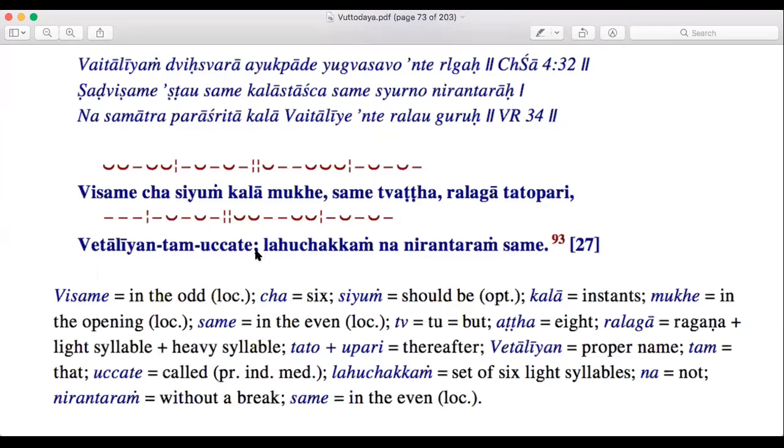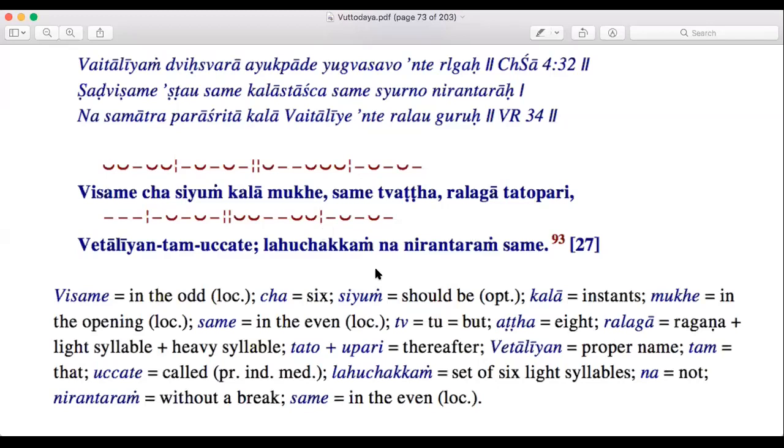Another rule is there. What is that? Lahu chakkam na nirantaram, same in even lines. Lahu chakkam, 6 light syllables, na, shouldn't be there. How? Nirantaram, without a break. Antara means break, ni means without, nirantaram, without a break. There shouldn't be 6 lahu syllables in the even lines without a break. Okay, that is a rule for the 2 even lines.